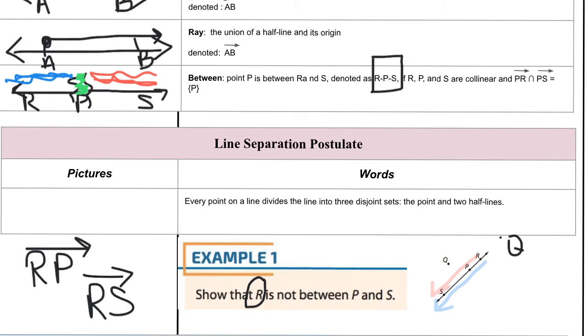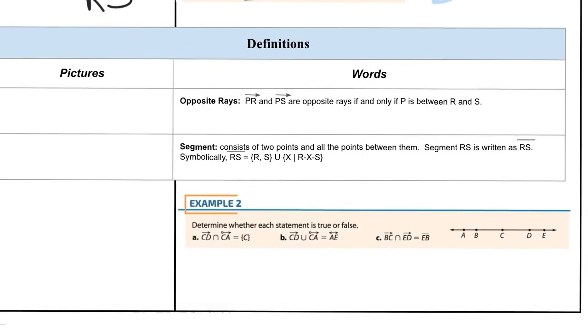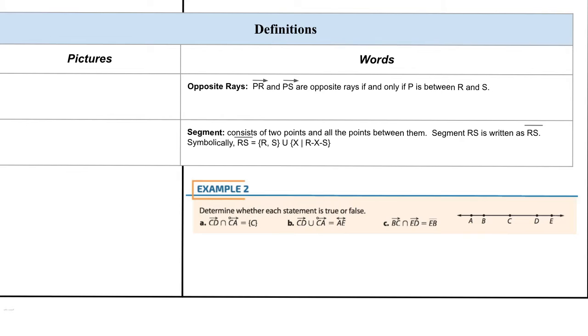All right, some more definitions. I know. Some more definitions. Opposite rays. Some of the things we were talking about earlier are opposite rays. Okay, here's my number line.